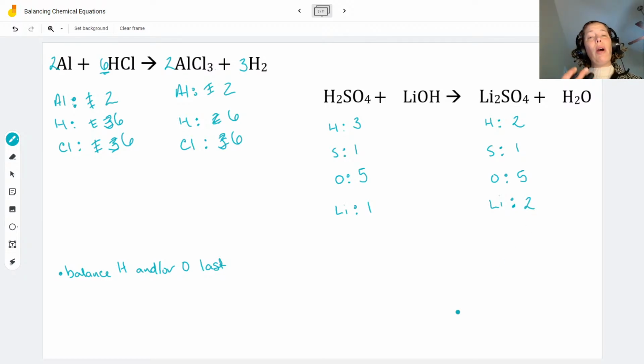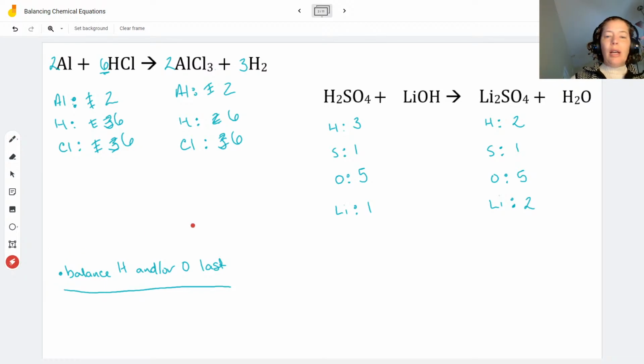Okay, so again, just like the rule I gave you before, not really the rule, kind of the tip, I'm going to wait and balance hydrogen and oxygen towards the end. So basically, I'm going to wait to balance this water towards the end. So I want to balance my other atoms first. Well, sulfur is already balanced, so that's great.